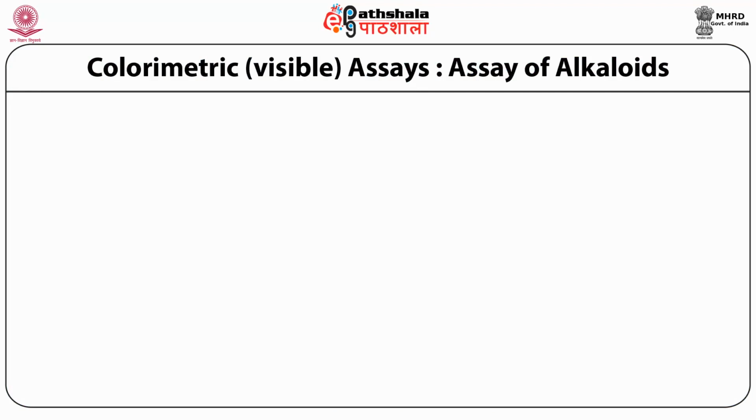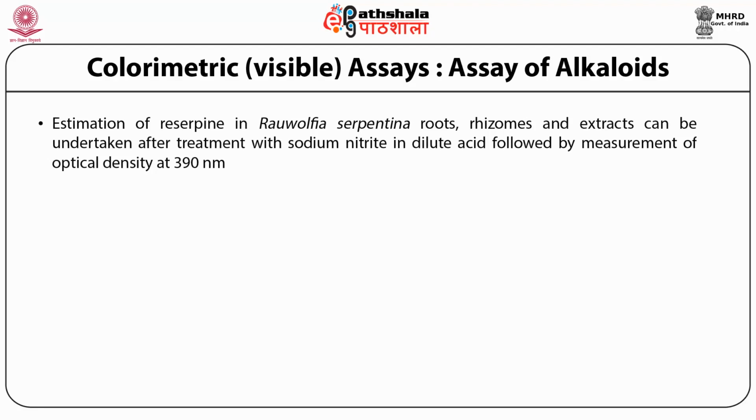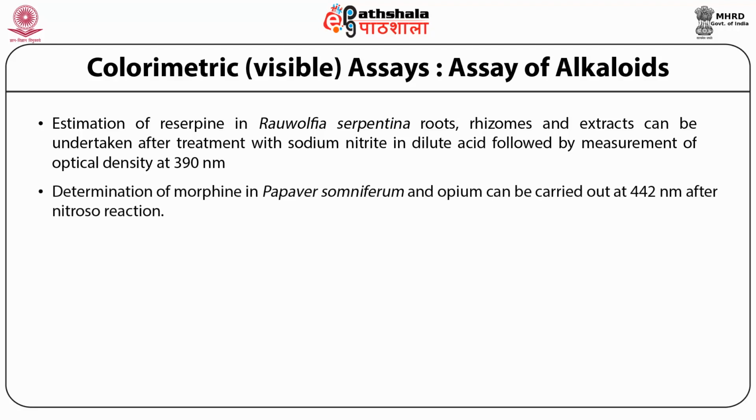Now let's go to the examples related to the colorimetric assays. Again, we have several alkaloids estimated by visible or colorimetric assays. The estimation of reserpine in Rauwolfia serpentina roots and extracts can be undertaken after treatment with sodium nitrite in dilute acid. It gives a color reaction, which can be followed by optical density measurements at 390 nanometers. The second one is the determination of morphine in papaver and opium. That can be carried out after nitroso reaction of morphine, and the determination is carried out at 442 nanometers.